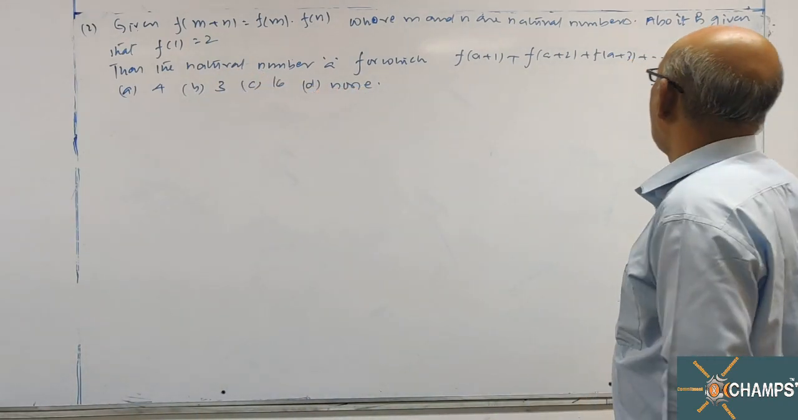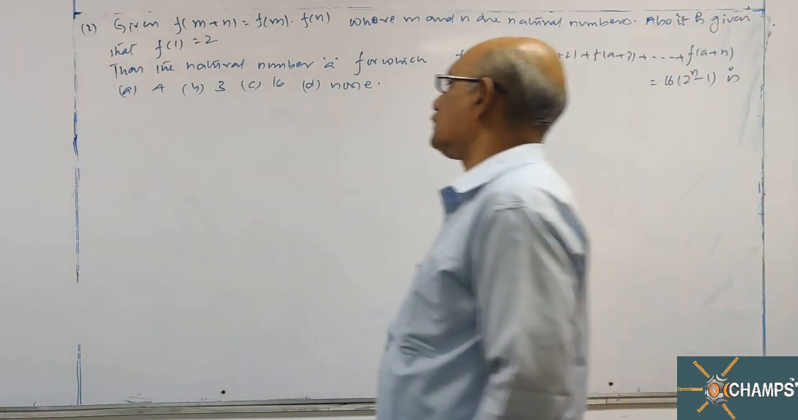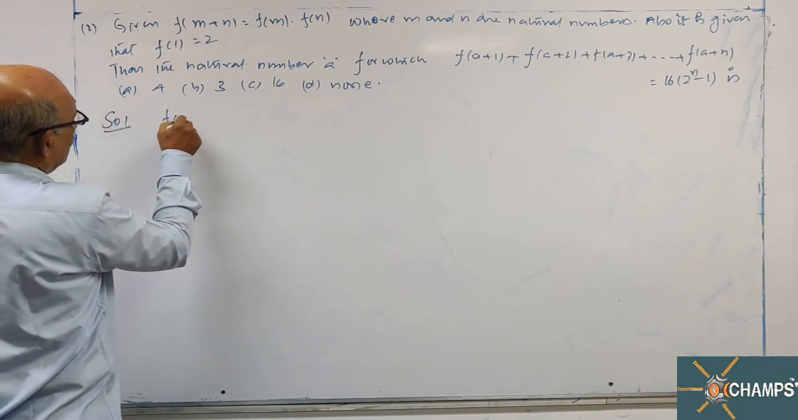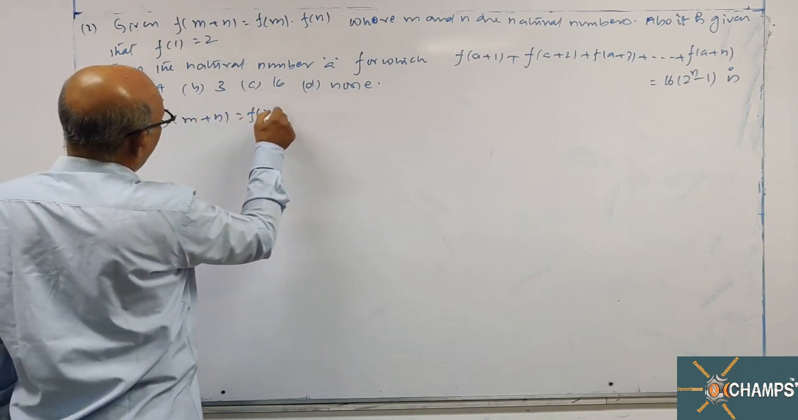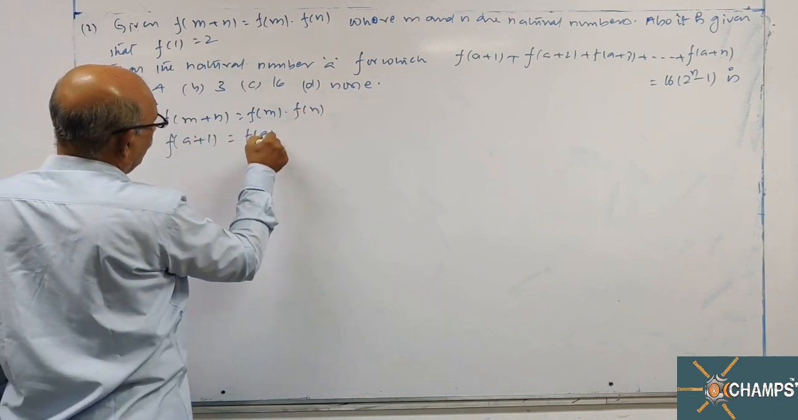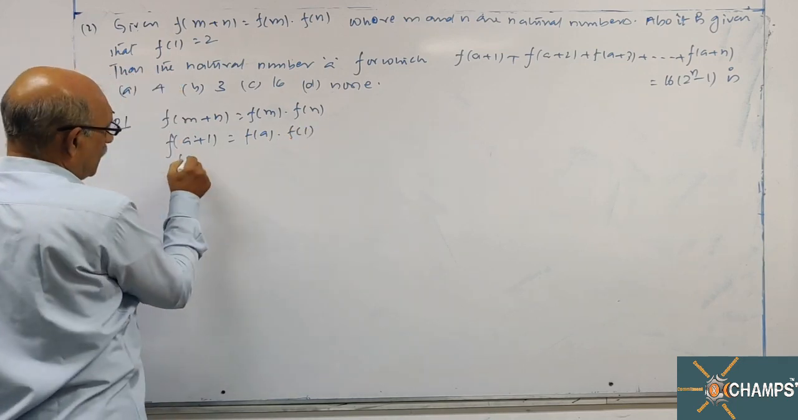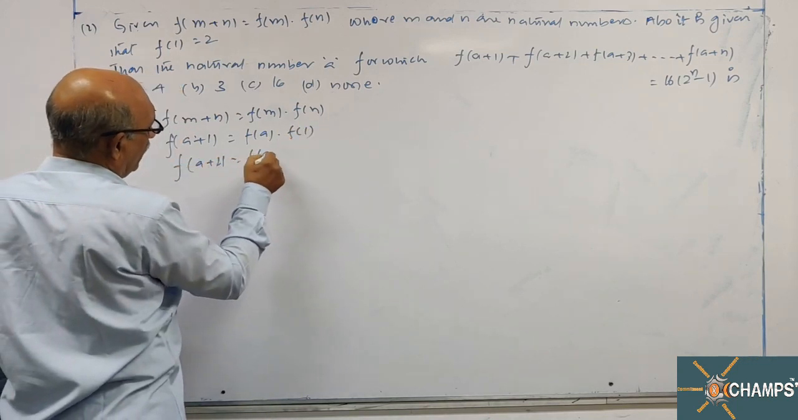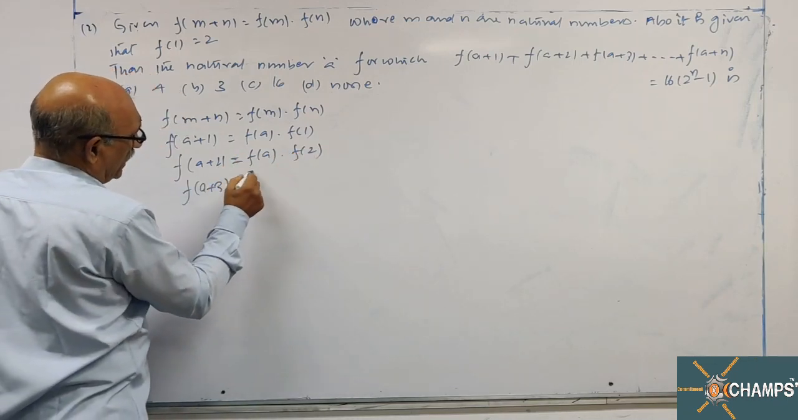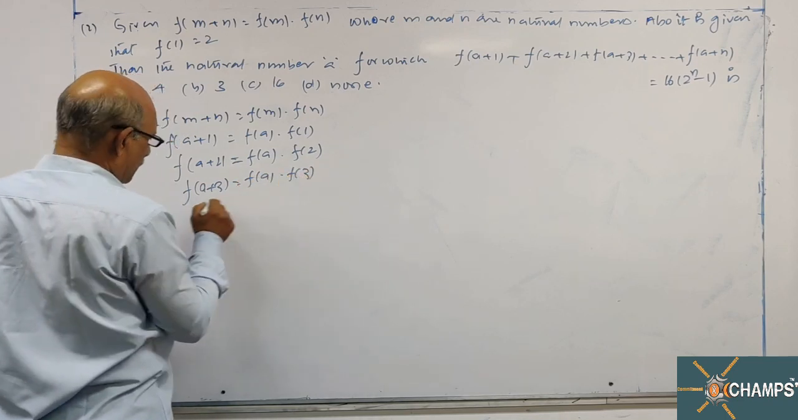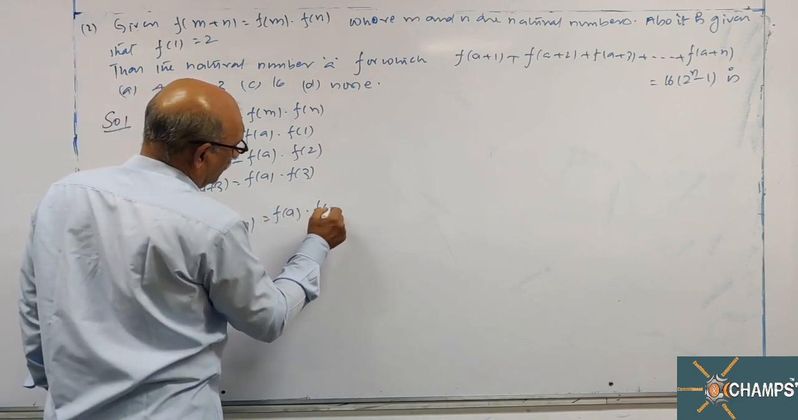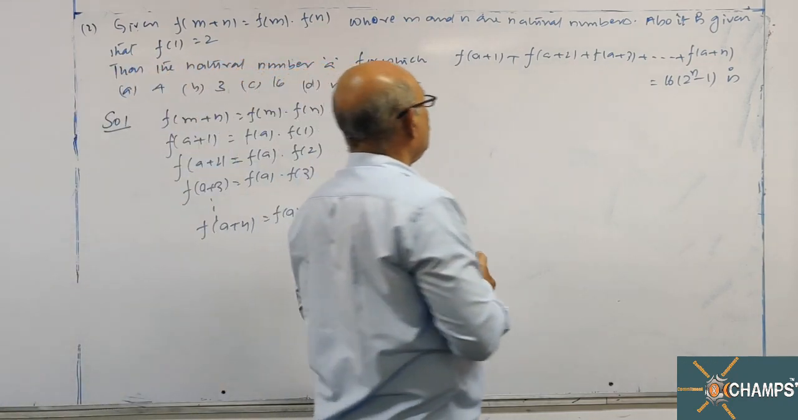Now look at the question. What is given in the question? F of m plus n is equal to f of m into f of n. So you can write f of a plus 1 is equal to f of a into f of 1. F of a plus 2 is equal to f of a into f of 2. F of a plus 3 can be written as f of a into f of 3, etc. F of a plus n is equal to f of a into f of n. This way we can write.